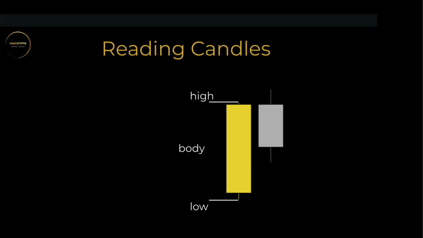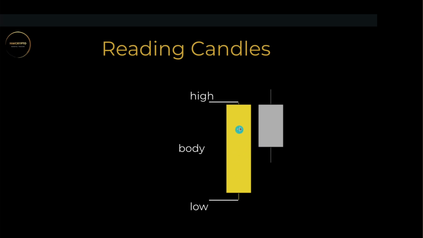The first thing we need to know is they consist of different parts. We have the wicks to the downside, the wicks to the upside. We have the candle body, and we have bullish candles that move the price up, and bearish candles that are shown when price goes down. That's the very basic of candlesticks. So what does this in general mean?